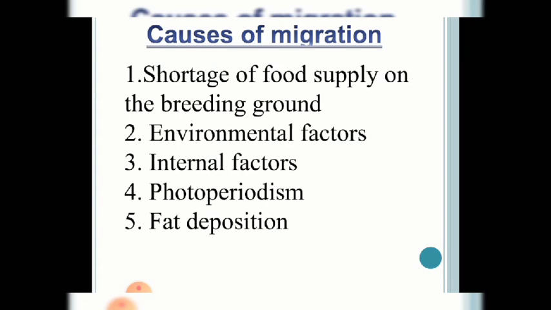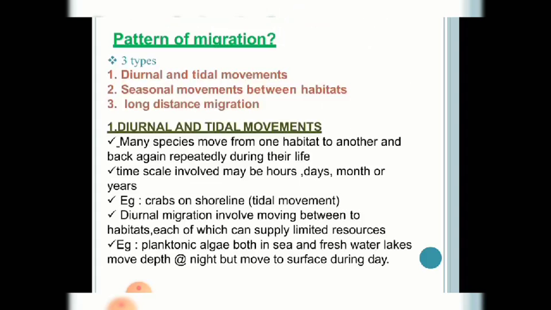Once the food is adequate, the migration is less, but once the food starts to become scarce, the migration of birds or animals will be more. Then the environmental factors, maybe temperature changes, maybe natural calamities, and the internal factors, as we have discussed, like hormonal imbalance, photoperiodism, and fat deposition. So these are the causes for migrations.